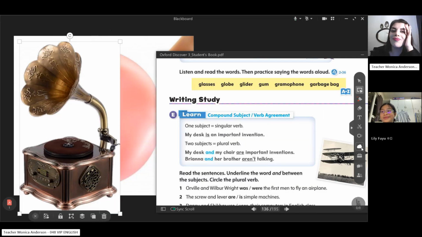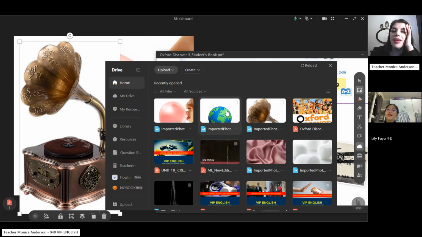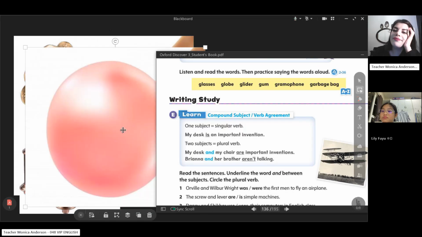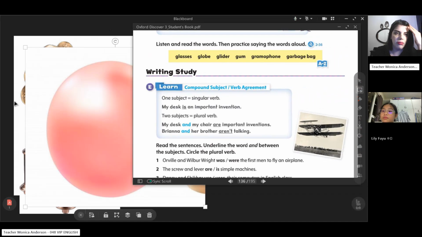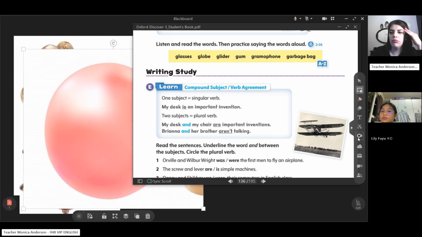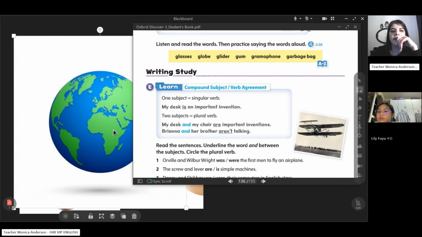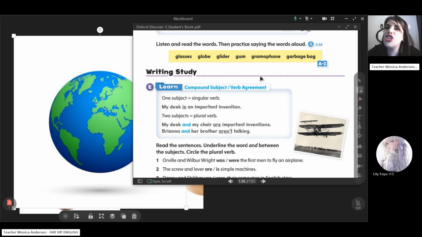And gramophone, this one. Gramophone. It's so old. Of course. Globe, this one. You know, globe, global, globe. What happened? Globe, where are you? Ah, here. Okay, globe.